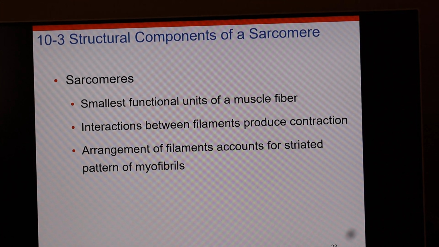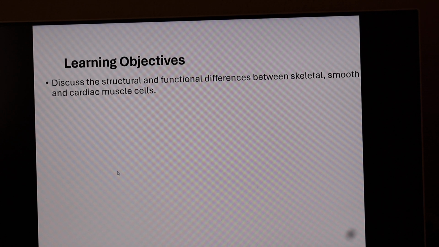Sarcomere. What is a sarcomere? This is the smallest functional unit of a muscle fiber. Interaction between filaments produces contraction. Filaments, I'm referring to the thin and the thick filament. Arrangements of filaments account for the striated pattern of myofibrils.